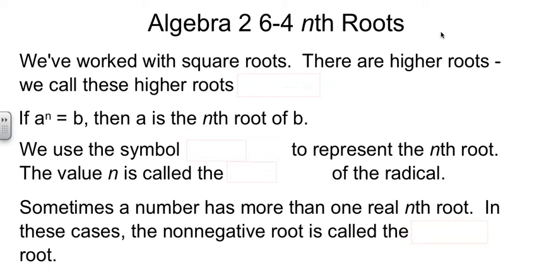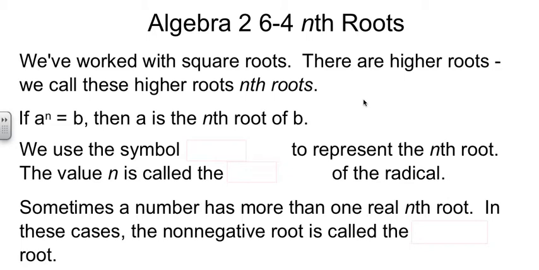This is Algebra 2, Chapter 6, Section 4, in which we will be studying nth roots. We've worked with square roots before. The square root of 9 is 3, the square root of 49 is 7, things of that sort. You can do higher powered roots, and collectively we call these things nth roots. We're talking third root, fourth root, fifth root, 12th root, 80th root. Let's not get carried away. But you could do 80th root.